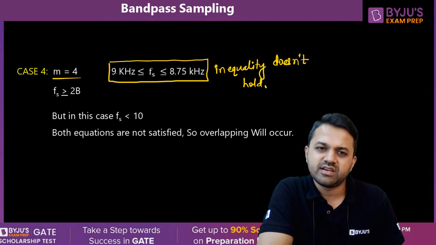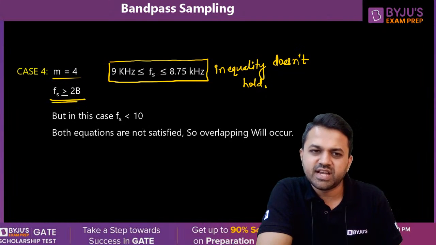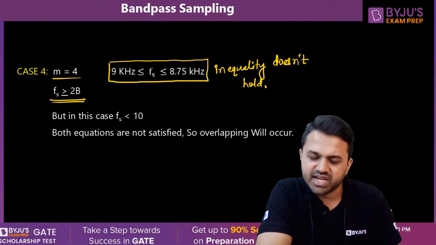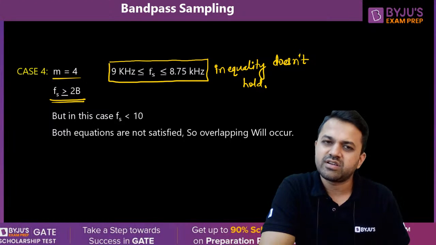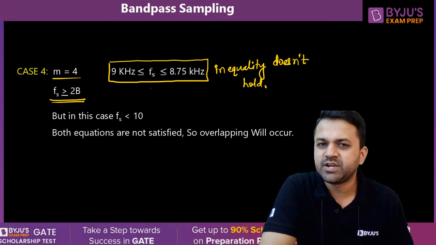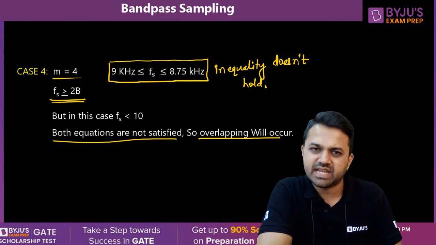Because this inequality does not hold, and also Fs is not greater than 2b in this case, because if I select 9 or 8.75, both of them are not greater than 2b. Hence, both conditions are not satisfied, so overlapping will occur. That means aliasing will occur.